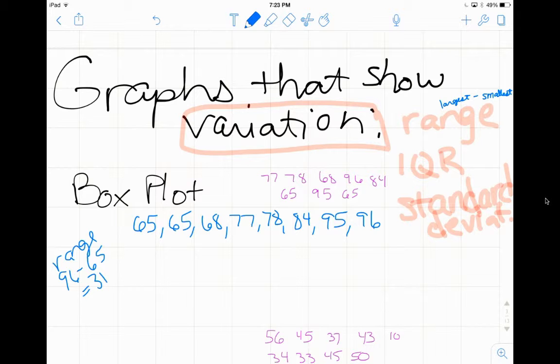Now to do what we call a box plot, which we need to do in order to find the interquartile range, we have to basically break the data up into 4 equally populated segments. So if I'm going to do that, I'm going to start out by finding the median. And the median happens to be right here between the 77 and the 78, 77.5. So each side has 4 different pieces in it.